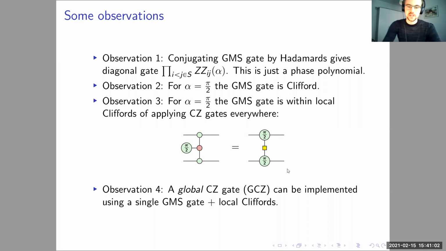So this observation is that a global CZ gate, I'm going to call these GCZ, we can implement using a single GMS gate and local Cliffords. And usually local Cliffords are cheap, so this is the same cost as just a GMS gate. So for the remainder of the talk, I'll often be using GCZ gates instead because it's the same cost.